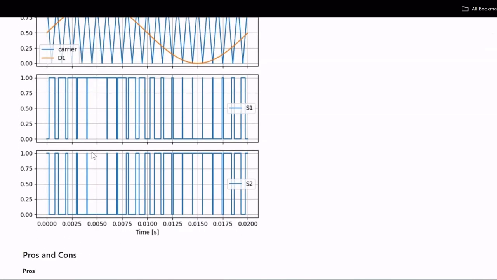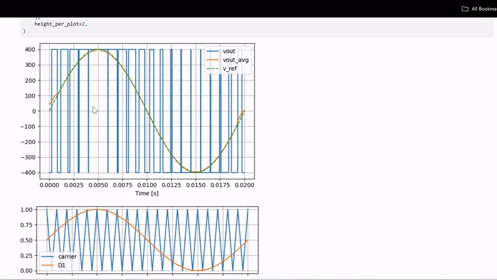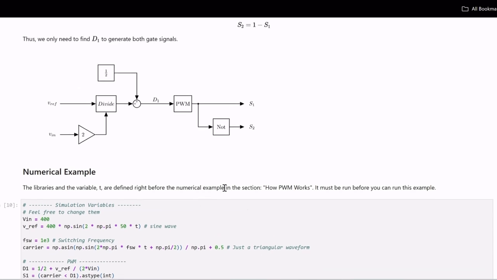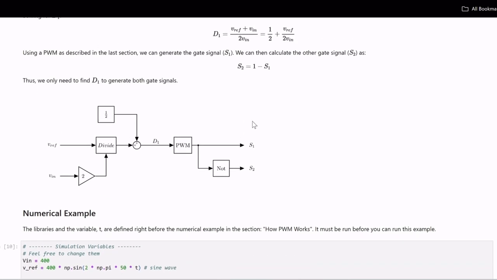So you can see that these two gate signals here generate a voltage which goes between minus 400 and 400. And on average, this becomes a sinusoidal signal. So a bipolar PWM basically switches between minus 400 and 400. Now in my next video, I will show you how to implement this bipolar PWM in Simulink.